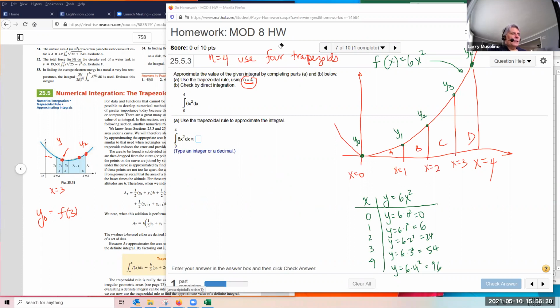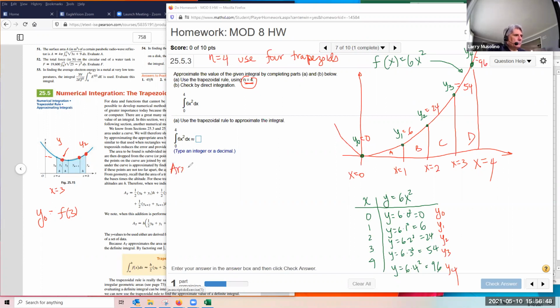And in fact, why don't I label this? Let's label these using the y notation. This would be y sub 0, y sub 1, y sub 2, y sub 3, y sub 4. All right, so we just figured out this is 0 here. This is 6. This is 24. This is 54. And this was 96. Okay, those are the heights of those green dots.